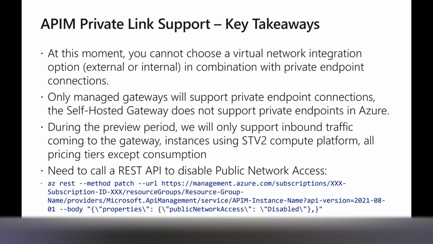Why is it important? Read the third line: the preview is only supported for STV2. This is the latest model. If you are creating the API instance from the portal, no issue there. But if you are using infrastructure as code like Terraform or ARM, make sure the API version matches what is in the document. I have the link there, please take a look at that. Otherwise, you will be surprised that you have created the API instance but are unable to create a private endpoint to it, because it's only supported for STV2.